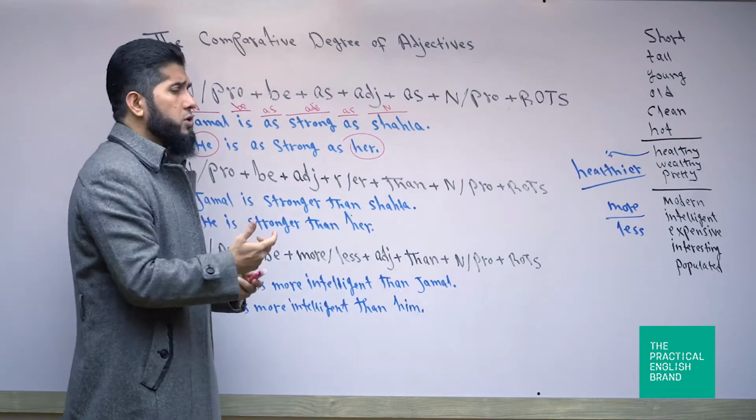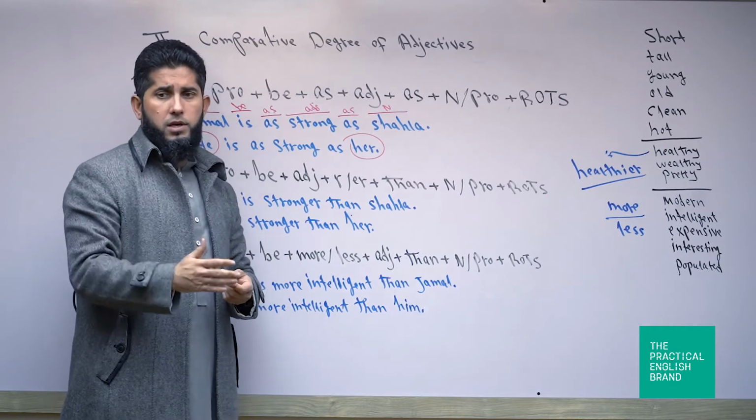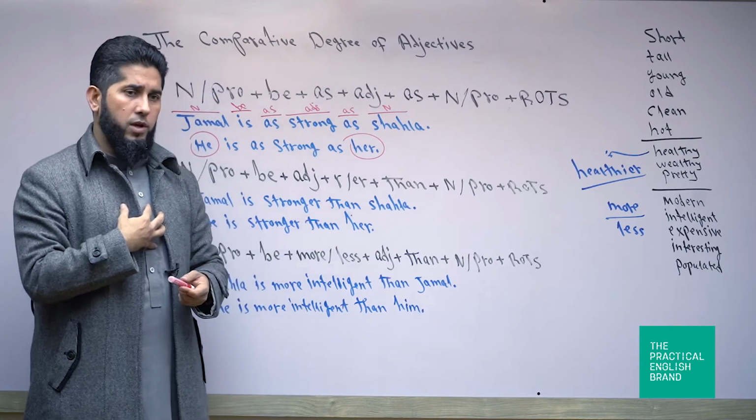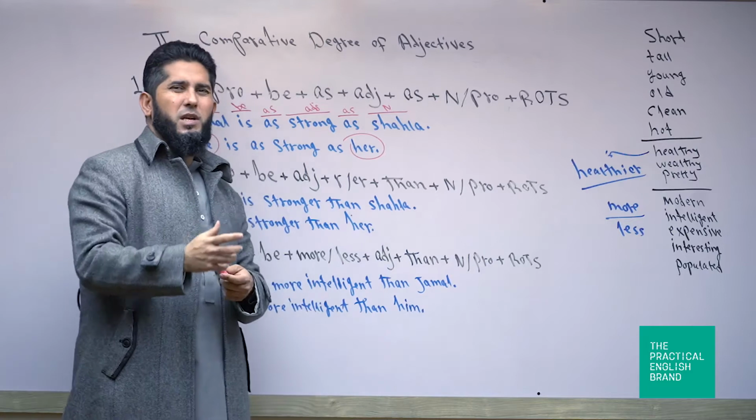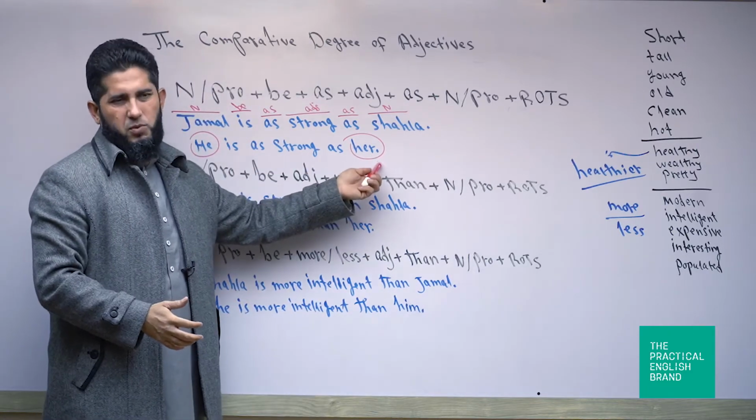Or if you want to use a subject pronoun, you may say he is as strong as she is, or he is as strong as I am, or he is as strong as they are. But that will be somehow more formal. In spoken English, it's okay. You can just use an object pronoun over here.